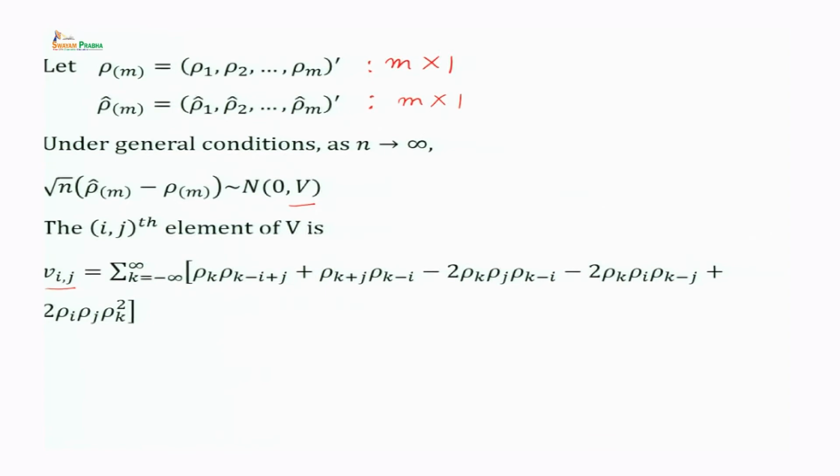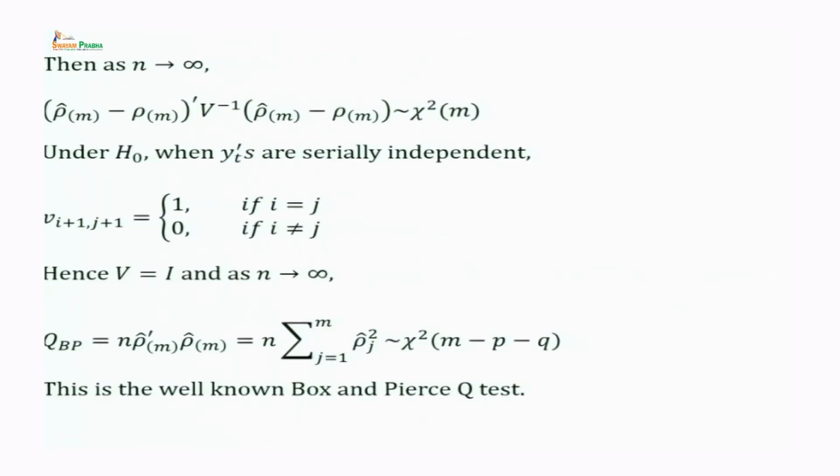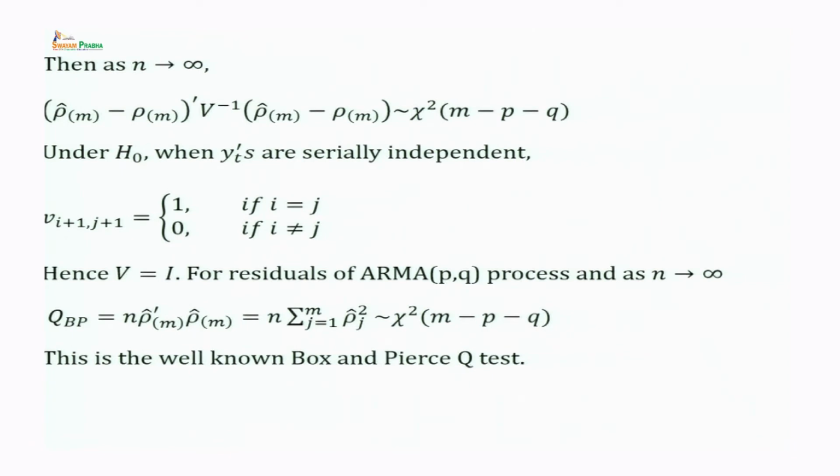Now, suppose all these rho k's are equal to 0 except rho 0, then you have to obtain the value of V i j. Then as n tends to infinity, rho hat m minus rho m transpose V inverse rho hat m minus rho m follows a chi-square distribution with m minus p minus q degrees of freedom.